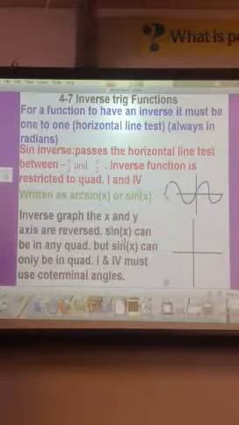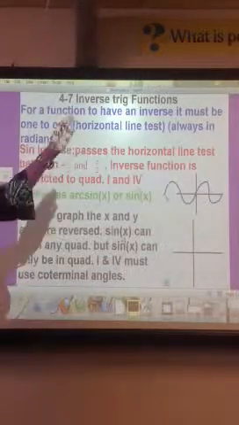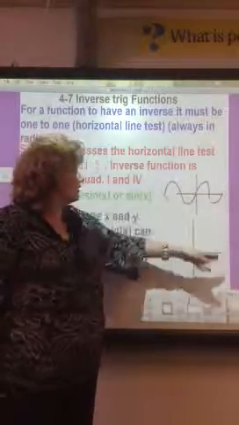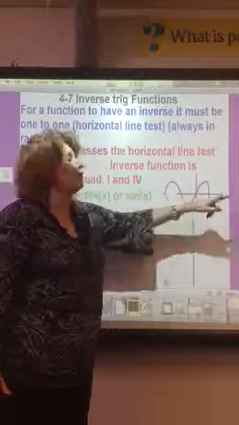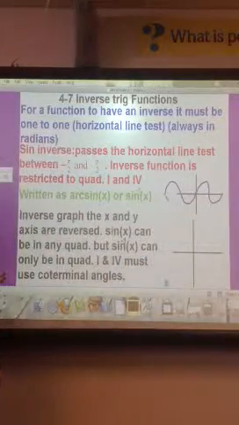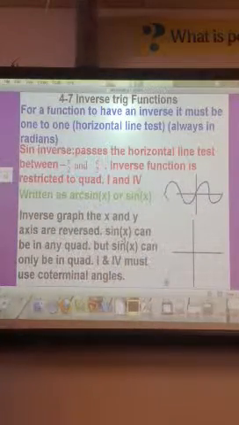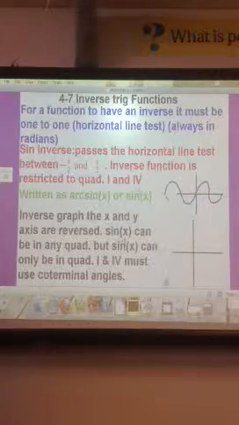Now, let's think about this. To pass the vertical line test, we're good. Up and down, we're good to go. But it does not pass the horizontal line test because it hits in more than one spot. Since it doesn't pass the horizontal line test, we have to restrict it so that it does.